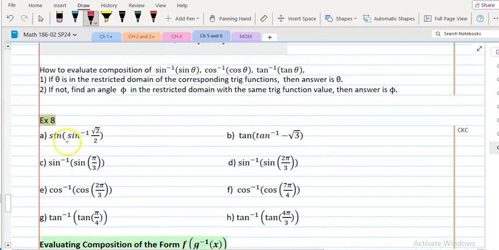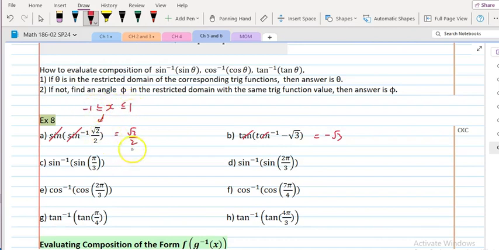Okay, so sine of sine inverse of square root 2 over 2. Check: square root 2 over 2 is between 1 and -1. So this is okay, then I can just cancel it. Tangent, you can cancel it because there's no restricted domain. So they will cancel each other and you have -3. For this, the input x has to be between -1 and 1, which is yes in this case.